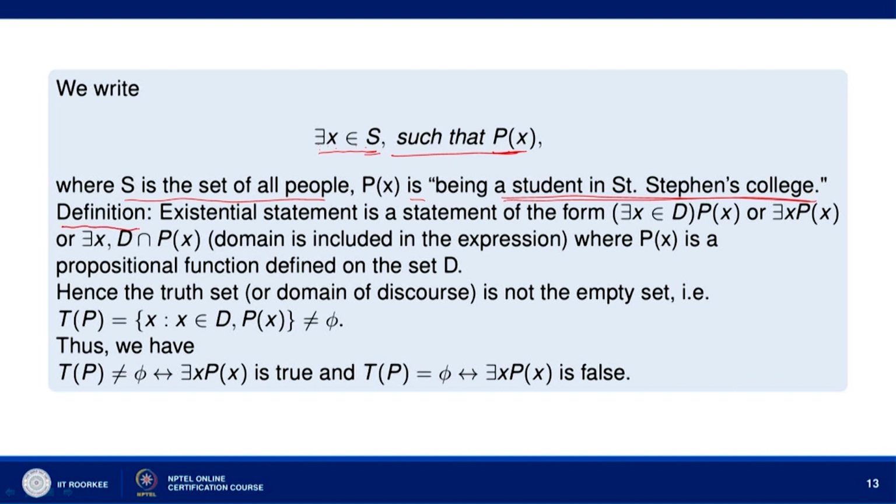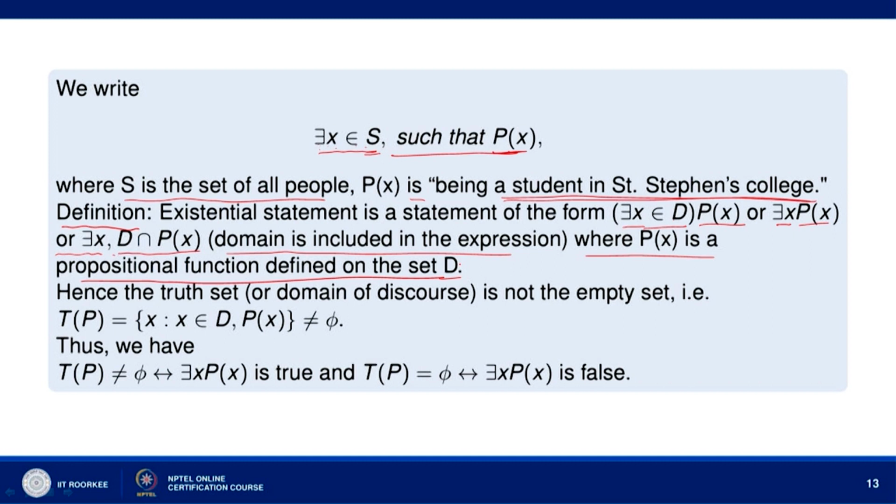Now, let us define an existential statement. An existential statement is a statement of the form there exists x belonging to D, P(x), or there exists x, P(x), or there exists x, D intersection P(x). Here, you can see the domain D is included in the expression. If we do not write D here, then we include D in the predicate. We write, instead of predicate P(x), D intersection P(x). So, here P(x) is a propositional function defined on the set D.